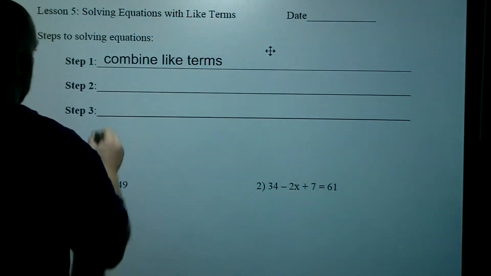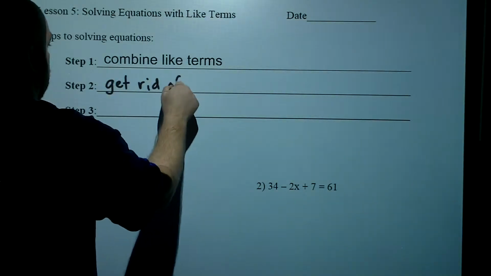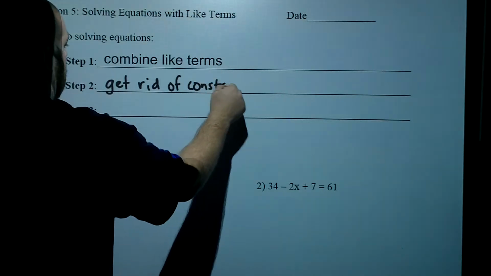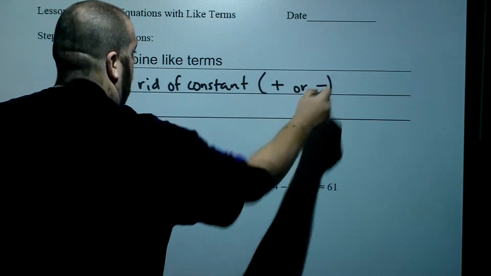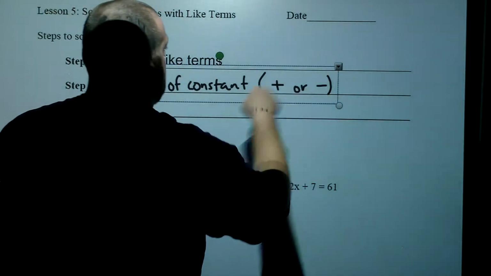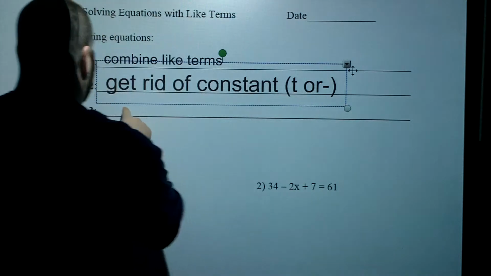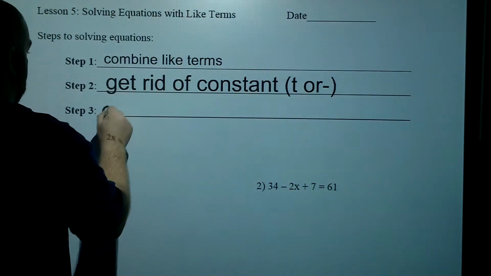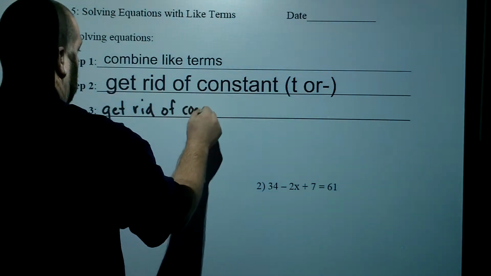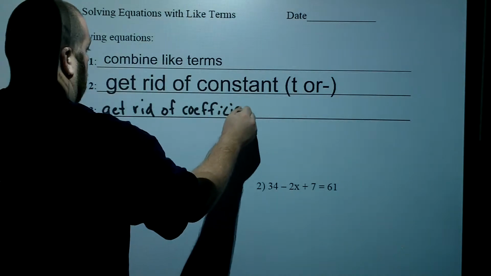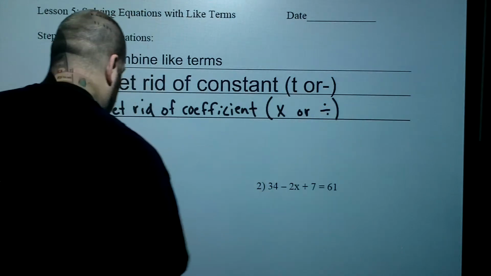Step 2, we're going to get rid of the constant, just like we did before, which means we're going to add or subtract. This says t, but that should be add. And the last thing we're going to do is get rid of the coefficient, which means we're going to multiply or we're going to divide.